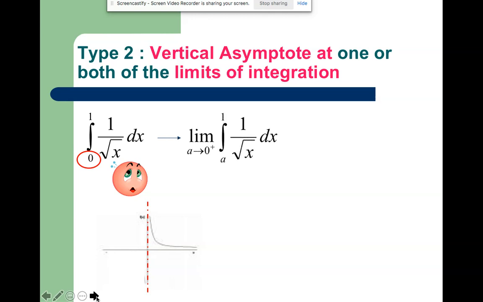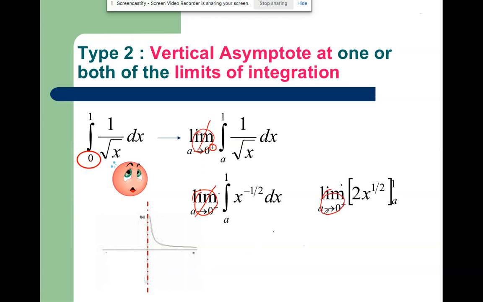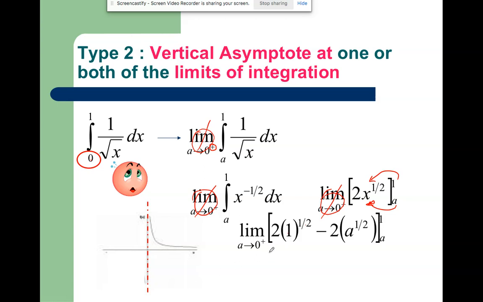Replace it. I don't have to replace the 1. Notice this here, because I started at 0, I just have to take the limit as I approach 0 from the right. I'm ignoring the limit, ignoring the limit, ignoring the limit. Gonna plug in 1, gonna plug in A. Evaluate, still ignore the limit while you evaluate this. 1 to the power of a half is still 1, times 2 is 2. Now go over here and do the limit work.